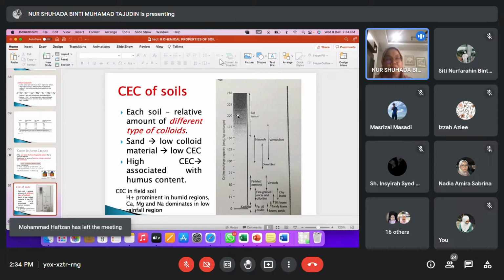When you prepare a soil, dia ada 3 parts of clay, 2 parts of sand, 1 part of humus. 3 ratio 3 to 2 to 1. So that humus will provide CEC to the soil. So different types of colloid, if you see here, you see kaolinite.